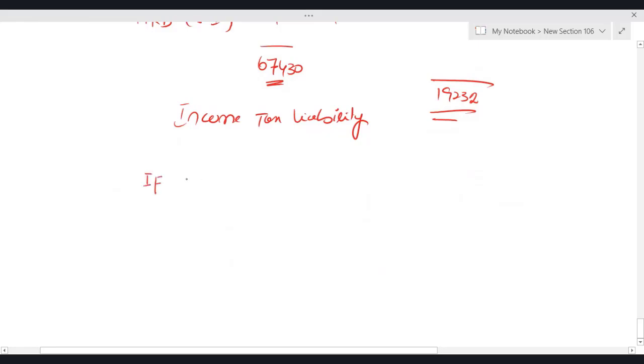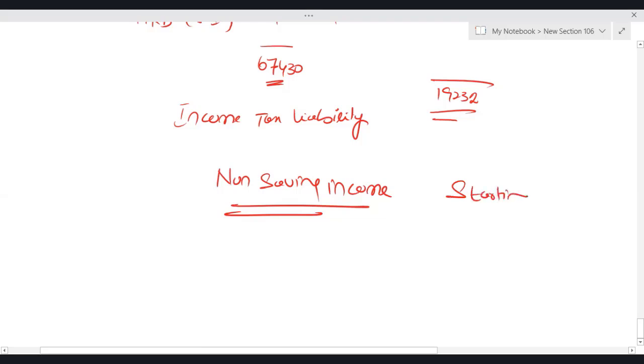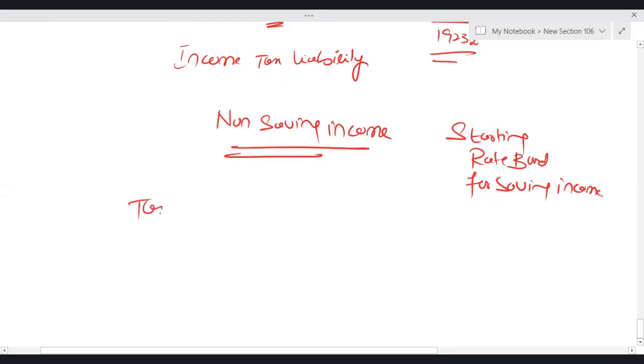Let me make it a little bit clear. Just one thing. Non-saving income and starting rate band for saving income. Please look at this. If taxable income in the column of non-saving, taxable income means after deducting the personal allowance, is 5,000 pound or more, in that case, there will be no starting rate band for the saving income.